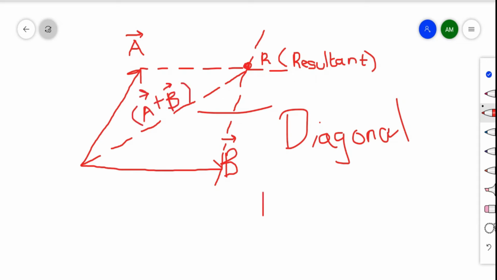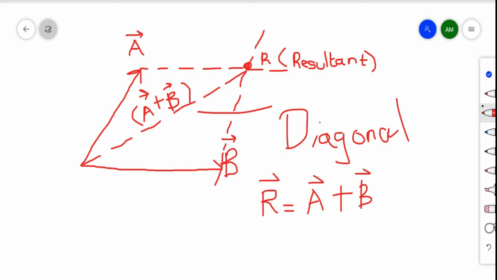You can denote them as follows: R equals A plus B. See, I didn't just add the magnitudes of A and B, because the direction is very important. So if you want the exact measurements, you can take a ruler and measure this diagonal. Then you will get the sum of the A and B vectors.